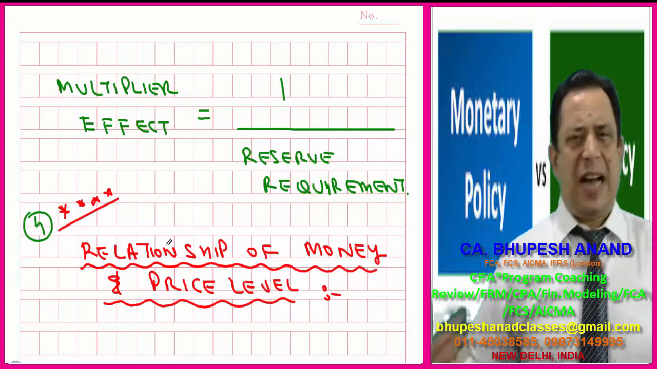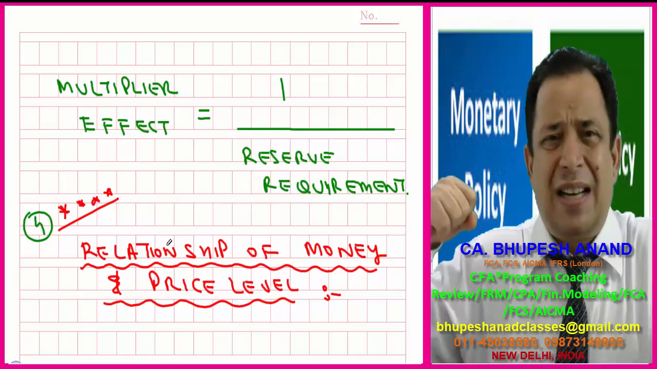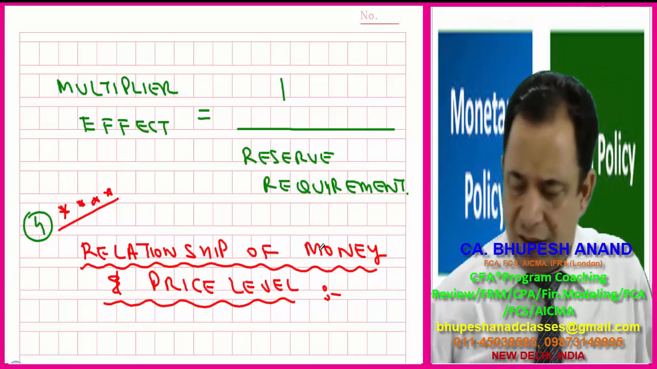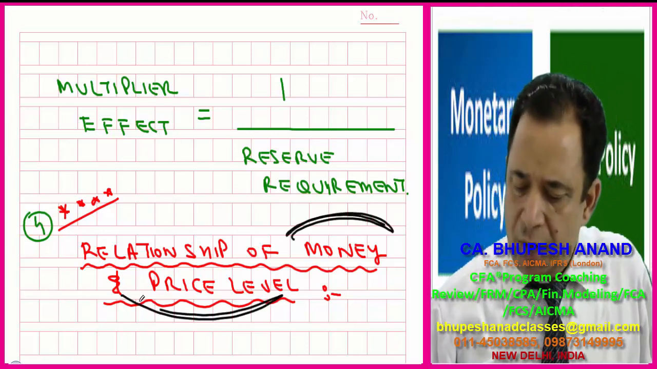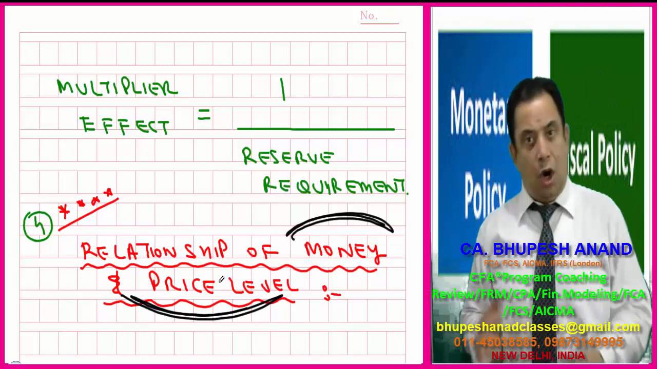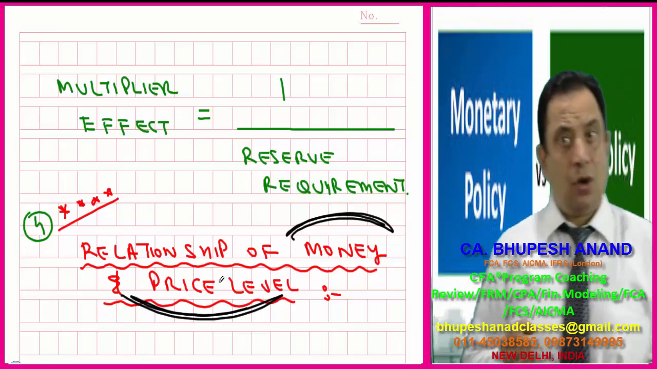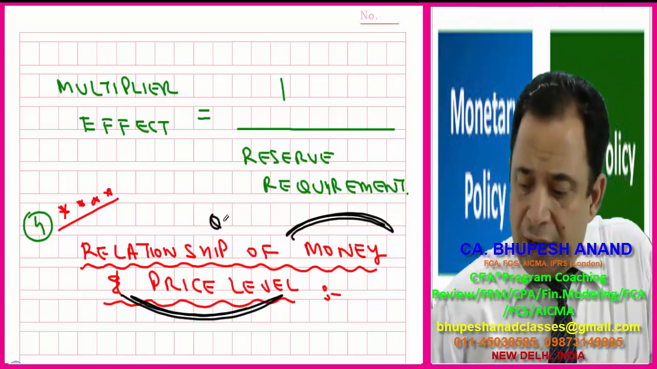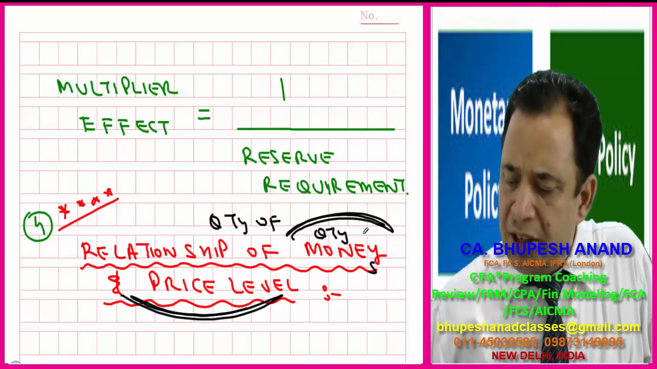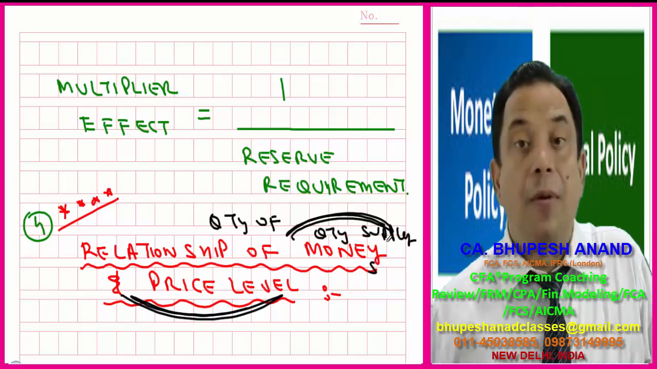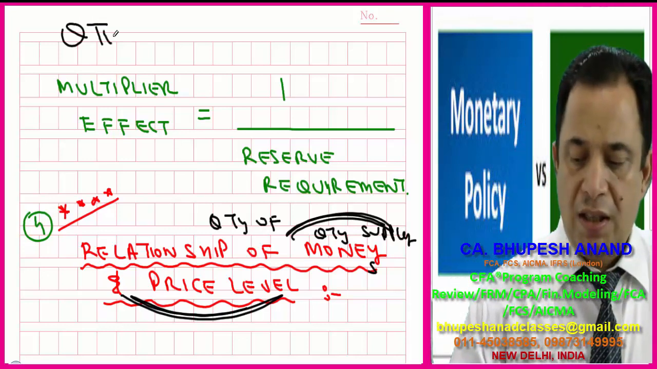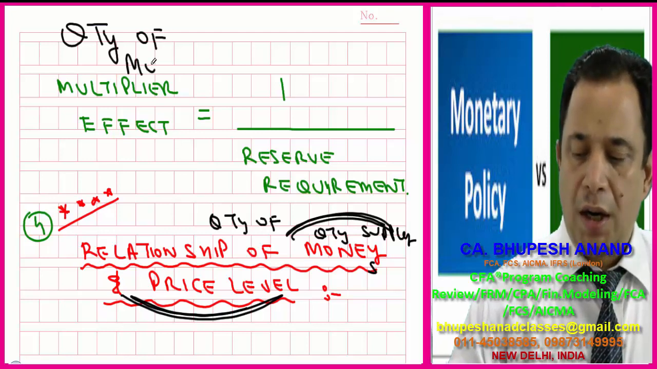So the second point which I want to tell you, which is very important, is what is the relationship of money and price level. It means if an economy increases the money supply, whether it has a direct effect on price level or not. For understanding that, how much is the quantity of money supply, or what is the relationship of quantity of money supply with price.